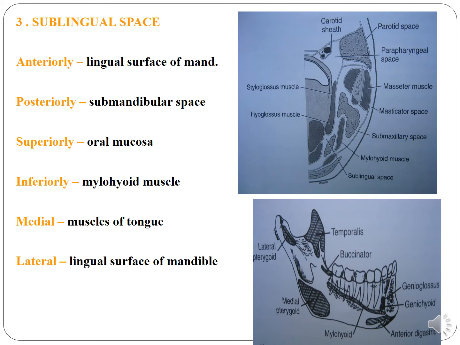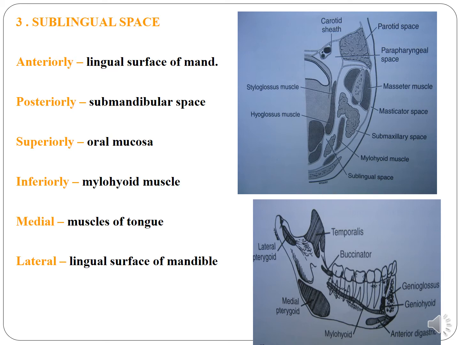And there is the sublingual space, which is directly below the tongue. It is bound anteriorly by the lingual surface of the mandible, posteriorly by the submandibular space, and superiorly by the oral mucosa, that is just the floor of the mouth, and inferiorly by the mylohyoid muscle and muscles of the tongue, medially by the muscles of the tongue, and laterally by the lingual surface of the mandible again.